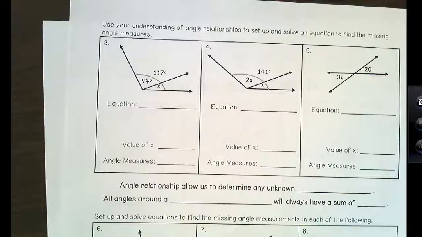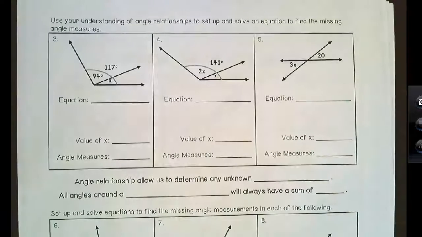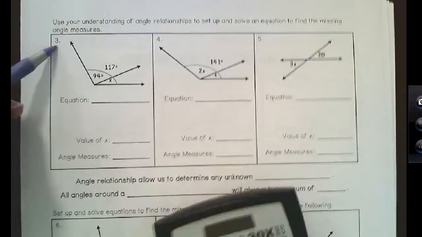Right, so we're still on our angles and triangles, day 2 notes here, and we're on the second page of our student handout. Our directions say to use your understanding of angle relationships to set up and solve an equation to find the missing angle measure. So, taking a look at problem number 3 right here.